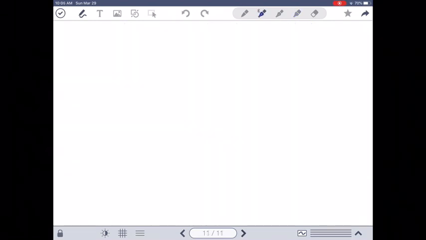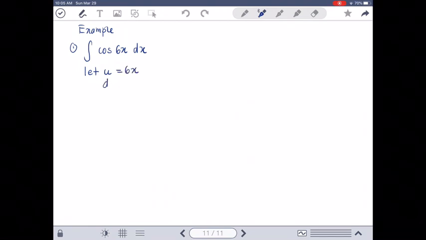Now let's have a look at how to apply this to a question. Example: we need to integrate cos 6x with respect to x. We let u equals 6x, so we have du over dx equals 6, du equals 6 dx, and dx equals 1 over 6 du.